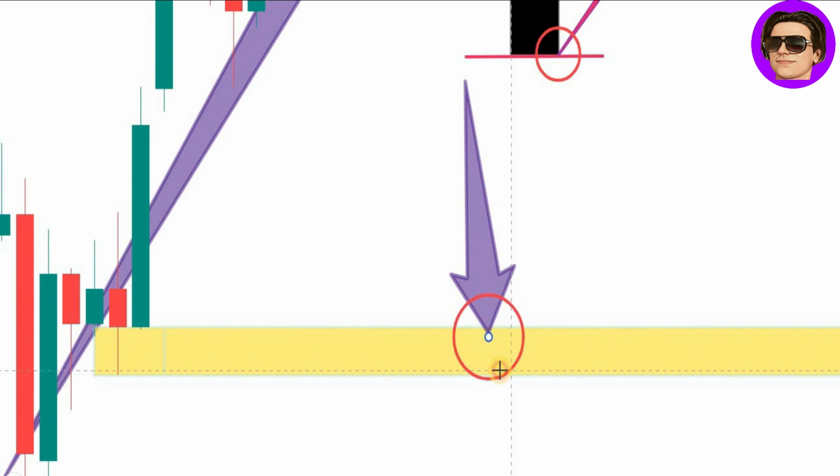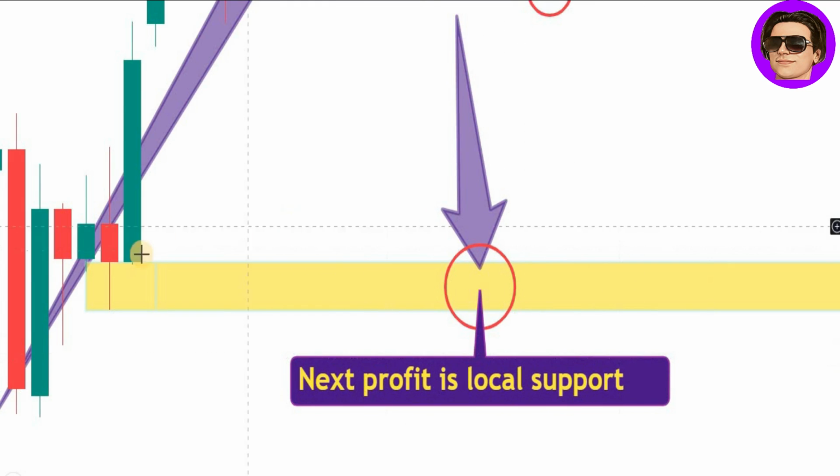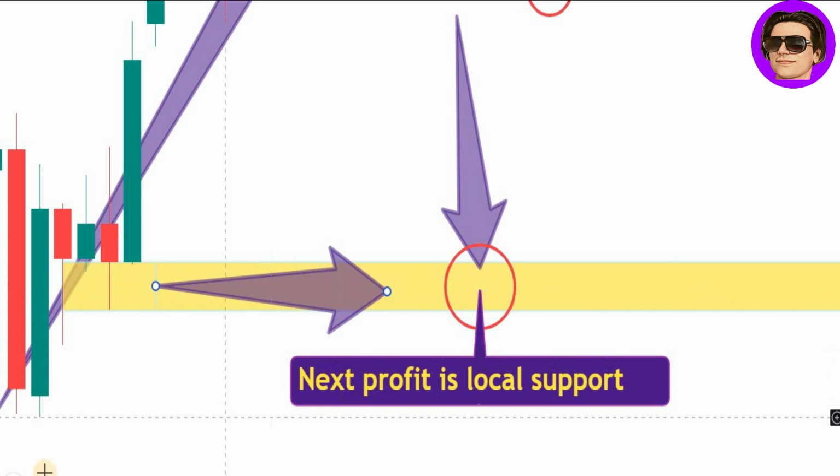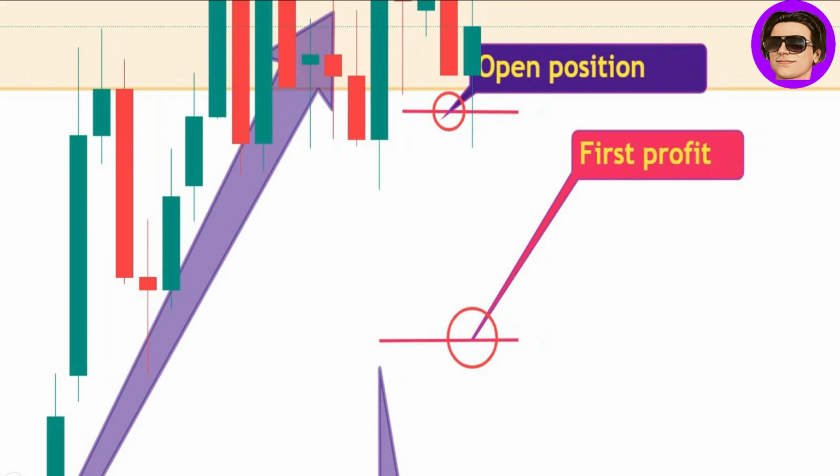But first profit is the same size as the return candle. Next profit is local support. Look at the chart. Please look at the chart. Yes, this zone is local support. Continue. Yes. Green candle active strategy.